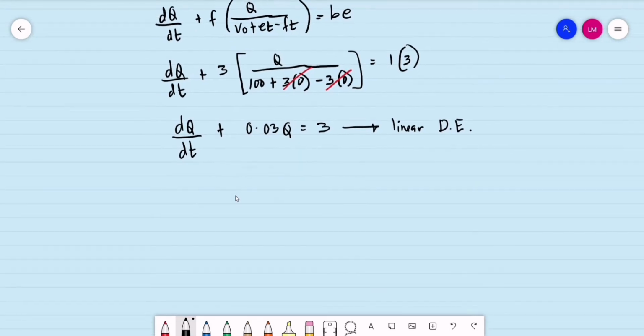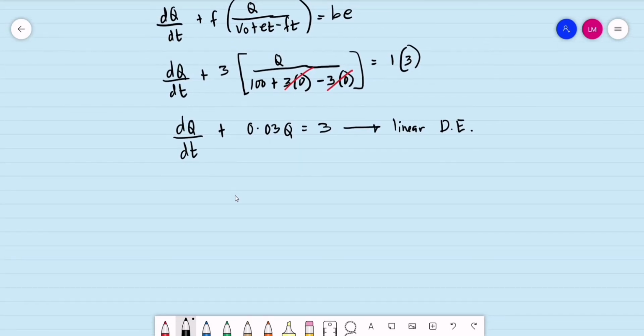So what is the standard form for a linear differential equation? That is dy over dx plus p of x times y is equal to q of x. But basically this is already in standard form. So let's say dq over dt is equivalent to dy over dx. The 0.03 is the p of x and the 3 is equal to q of x.